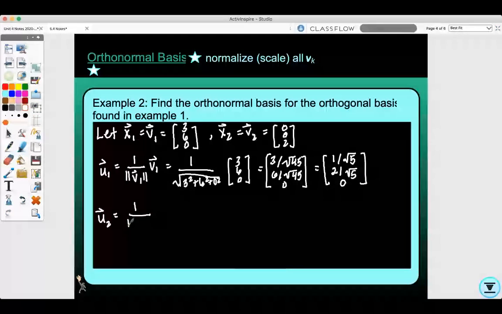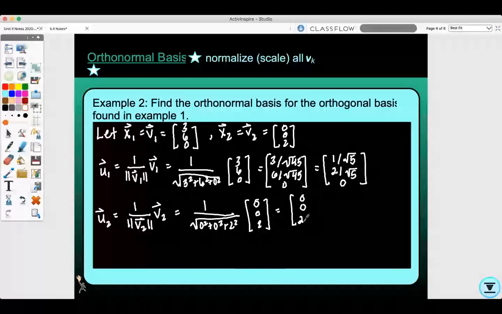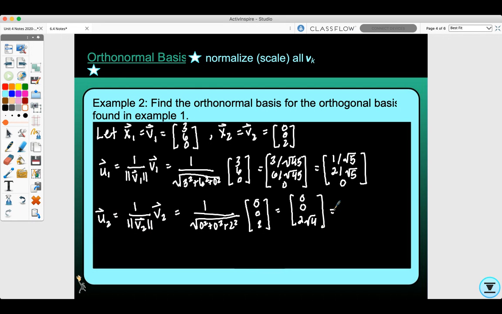And then u2 would be 1 over the length of v2 times v2. So this would be 1 over the square root of 0 squared plus 0 squared plus 2 squared, times (0, 0, 2). This would equal (0, 0, 2) over the square root of 4, which would be (0, 0, 1). So that's how we find our orthonormal basis for the orthogonal basis in example 1.